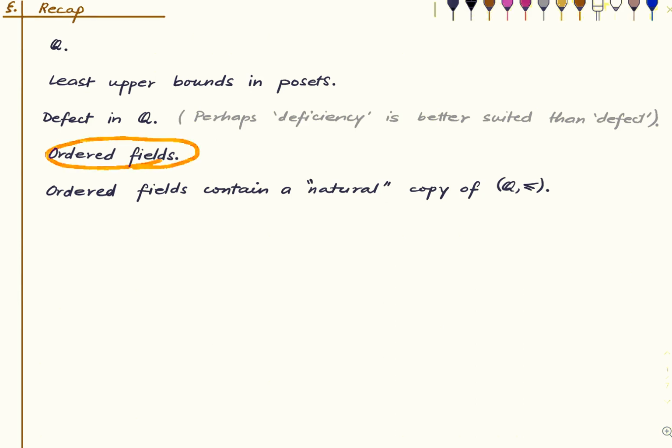Then we defined ordered fields, which capture all the properties of rationals that we learnt about, so all the algebraic properties and all the order properties. That is the abstraction of rational numbers. And then we saw that there is a natural copy of rational numbers in any ordered field. Having said that, the only example of an ordered field that we know of as of now is the rational numbers. So far, we haven't said anything of content here, but we are building to it.